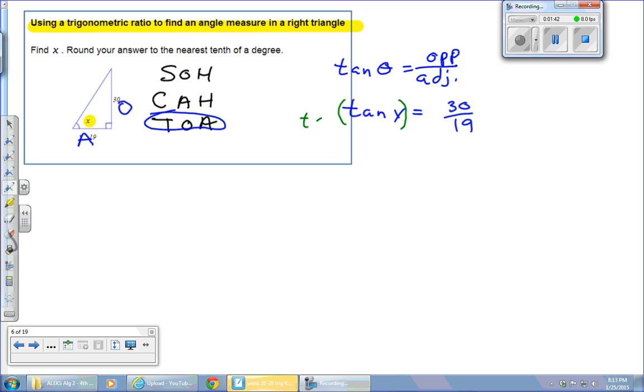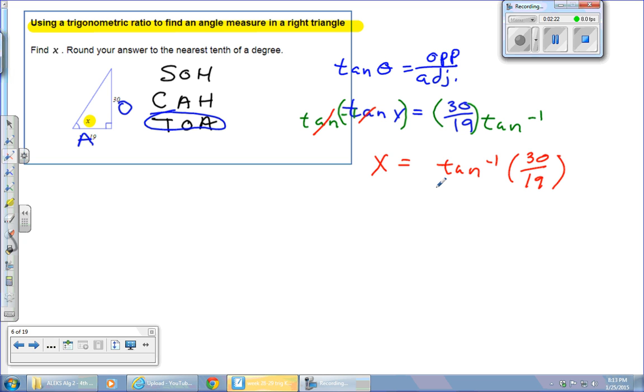So tan inverse, and then tan inverse of this. Really, this tan inverse should be on the other side. But when you take the tan inverse of tangent, the inverse of tangent cancels it. So these tangents are both gone. You're just left with x. So x is going to be equal to the tan inverse of 30 over 19. And then that is now a calculator problem.